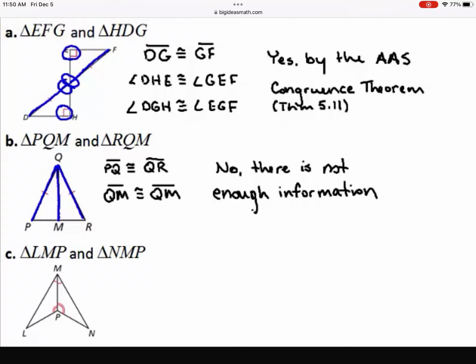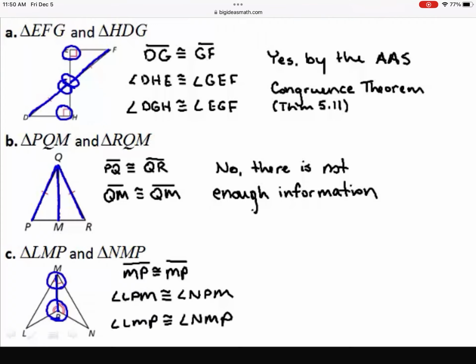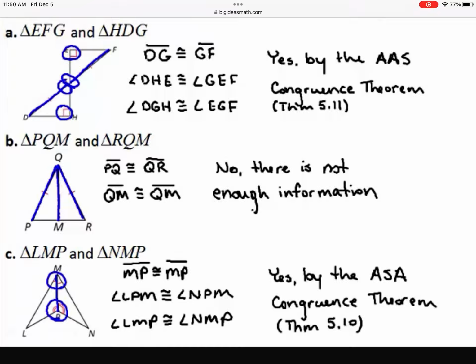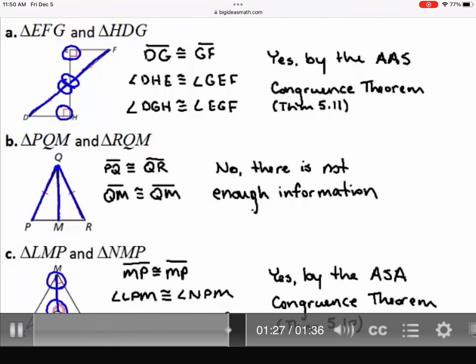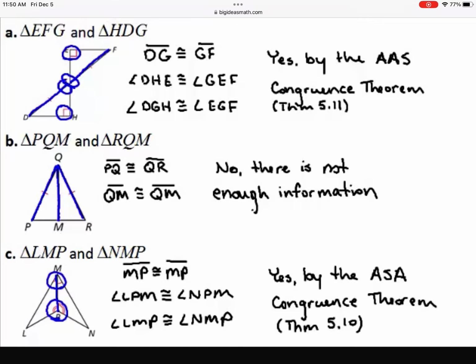Part C. Triangle LMP and triangle NMP. Looking at the diagram, you are given line segment MP is congruent to line segment MP by the reflexive property of congruence. Angle LPM is congruent to angle NPM, and angle LMP is congruent to angle NMP. So yes, by the ASA congruence theorem, the triangles can be proven congruent because the corresponding angles, then sides, then angles are congruent in each triangle.